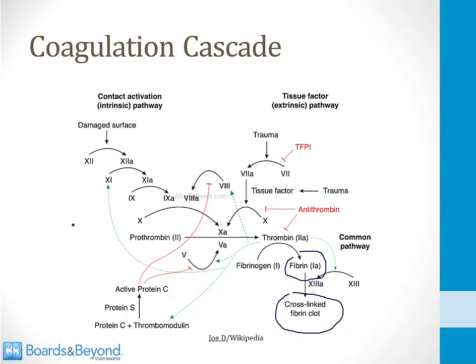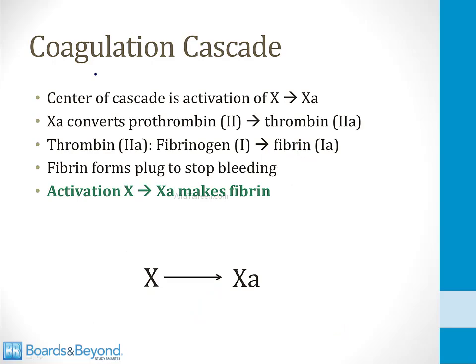One of the most important things to appreciate about the coagulation cascade is that the center of the cascade involves activation of factor 10 to become factor 10A. Factor 10A is an enzyme which can convert prothrombin into thrombin. Prothrombin is also called factor 2. Thrombin is then an enzyme which can convert fibrinogen into fibrin, and fibrinogen is sometimes called factor 1.